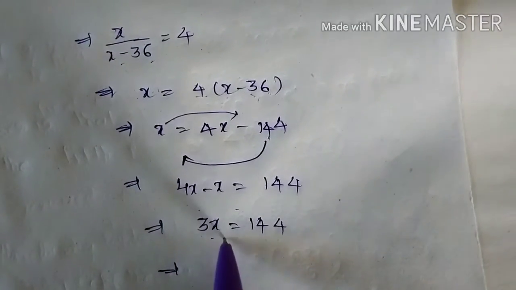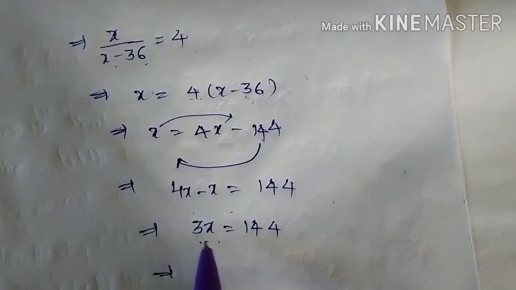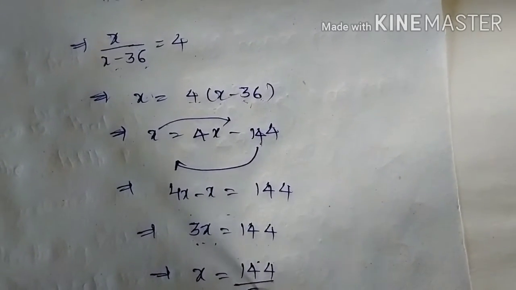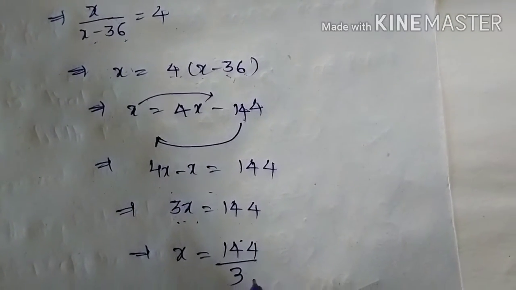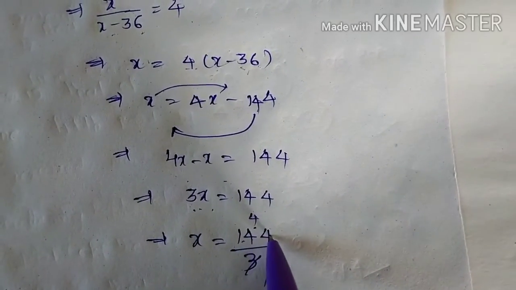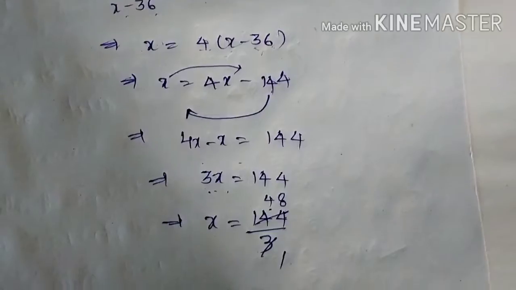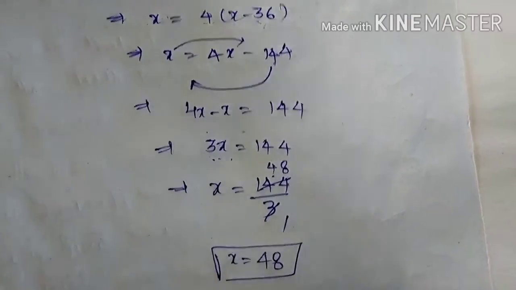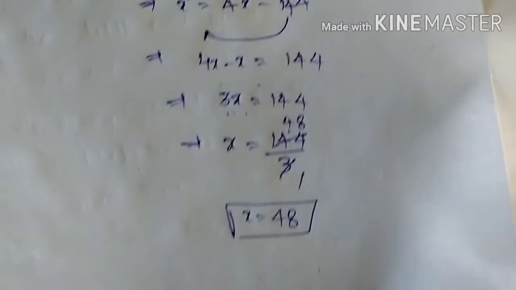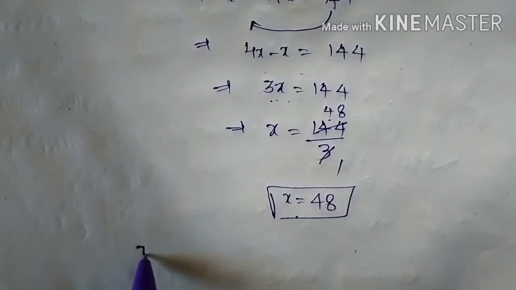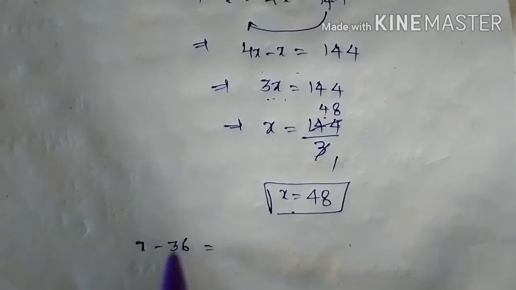Next, you can transpose 3 to the RHS. That means x is equal to 144 by 3. You can simplify. 3 ones are 3, 3 fours are 12, the remainder is 24, 3 eights are 24. That means x is equal to 48. X is one of the positive integers or not? Yes, so x is equal to 48. Next, x minus 36 is equal to how much?